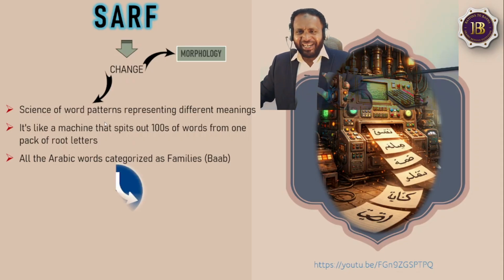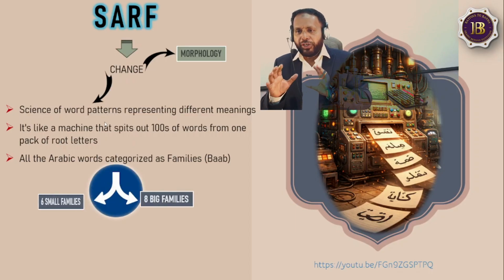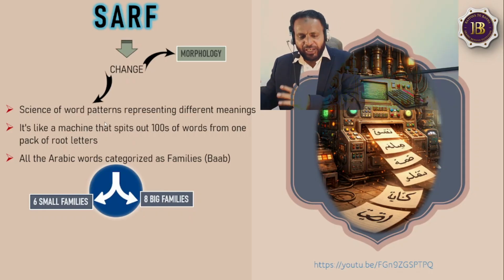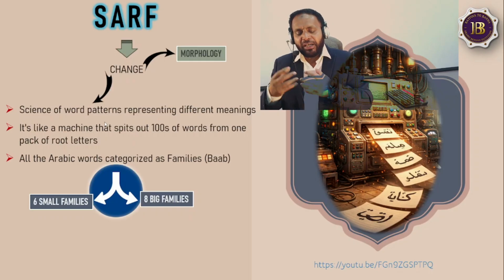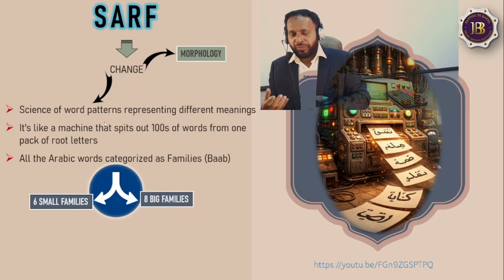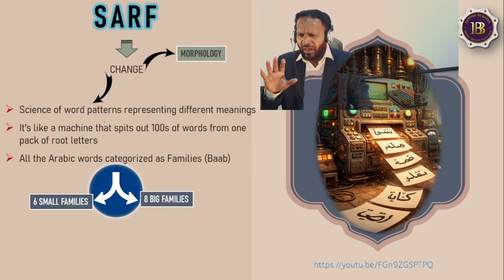As I said yesterday, we are going to study 14 families in all. Out of that, 8 are big families and 6 are small families, and I will get to the difference between big and small families. But these 14 families together, inshallah, can cover 95% of the verbs present in the Quran. That is why we have these 14 families. Now, what is a big family and what is a small family? These terms are very specific to our syllabus.